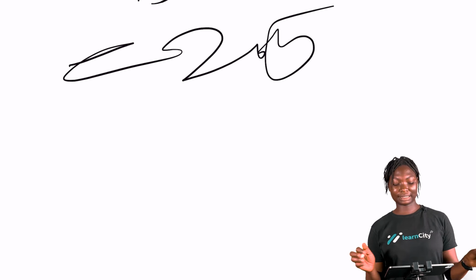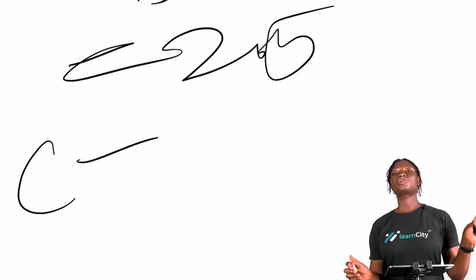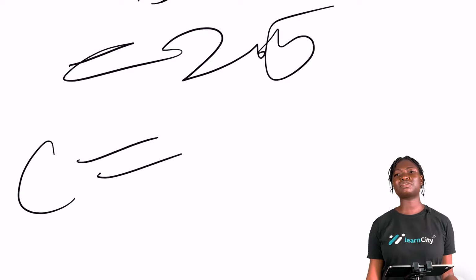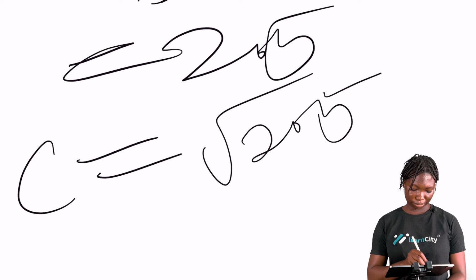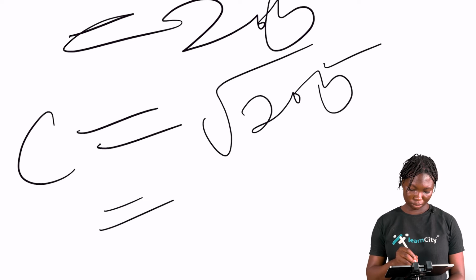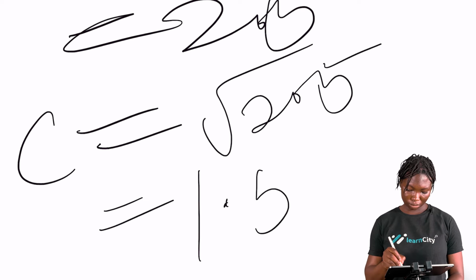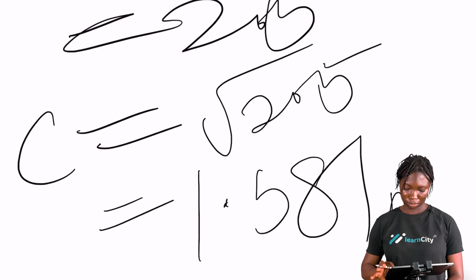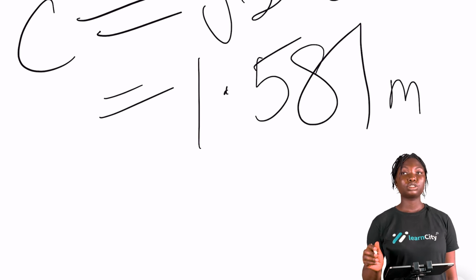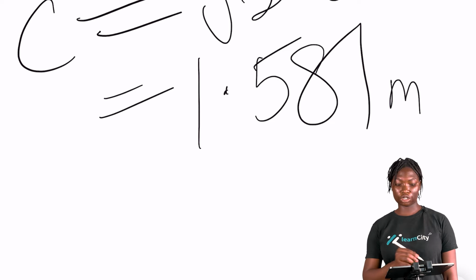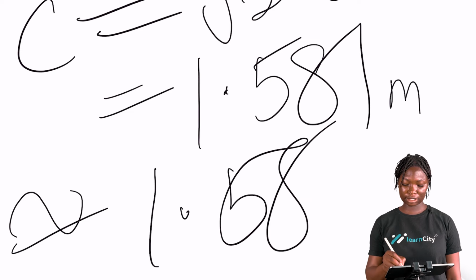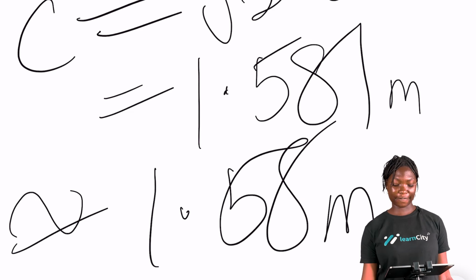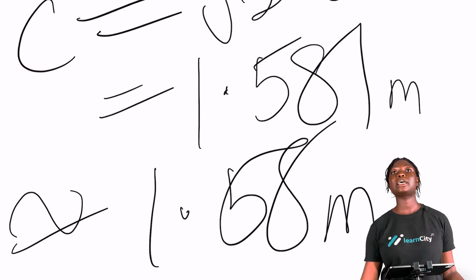And we have our C to now be the square root of 2.5, which gives us 1.581 meters. So to 3 significant figures, we have it to be 1.58 meters.